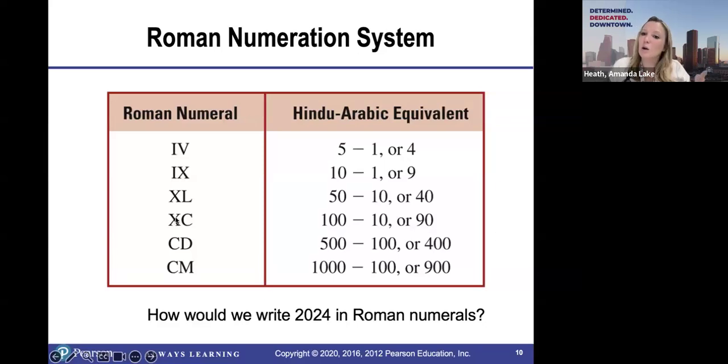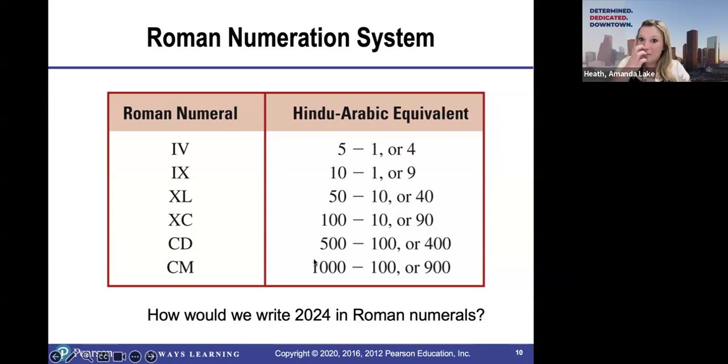XC is 10 away from 100. CD is 100 away from 500, or 400. And CM is 100 away from 1000. So we're in the year 2024 when I'm making this video. So how could we represent 2024 in Roman numerals?